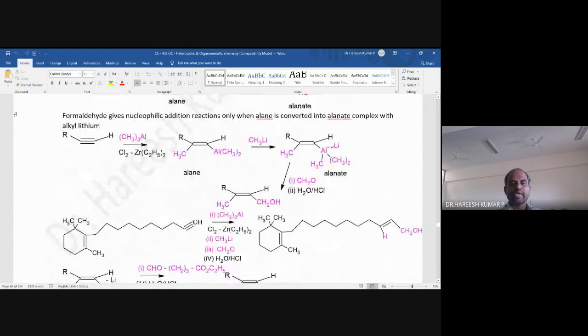So here I am taking a few more examples. More particularly, here one catalyst is used. For that, just read this: formaldehyde gives nucleophilic addition reactions only when alane is converted into an alanate complex with alkyl lithium. Alkyl lithium means maybe methyl lithium or ethyl lithium or propyl lithium or butyl lithium or hexyl lithium or pentyl lithium, heptyl lithium.